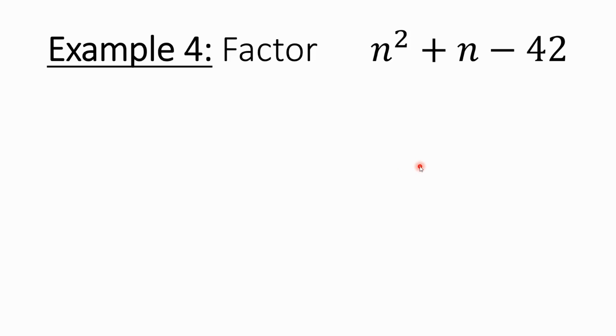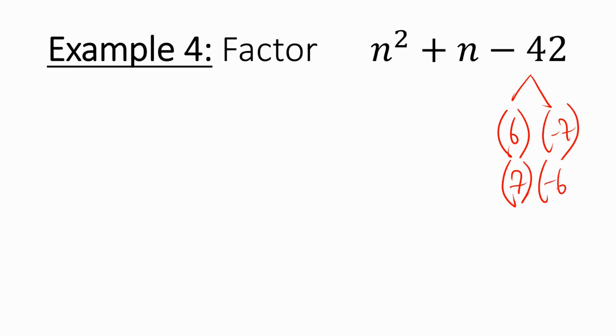This one actually doesn't have any. There's nothing we can pull out. There's no coefficients out front, and they don't have a variable in common. So I'm going to look at my -42. Factors of -42, well, I see right away that it's going to be 7 and 6, so it could be 6 times -7, or it could be 7 times -6.